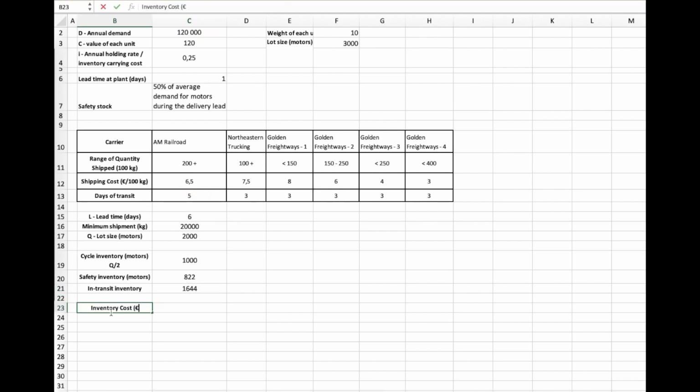Finally, we reach the point where we can calculate the costs. Since all holding and carrying costs are the same, we can aggregate all inventory and multiply by the holding costs and the value of each unit.